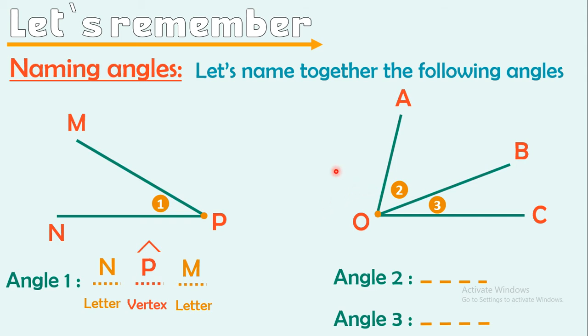Let's do angle 2 and angle 3. Let's start with angle 2. As we said before, we must determine the vertex, which is O. So O must be in the middle, and we start with A or B. So its name is AOB, and that's it. In the same way, we name angle number 3: COB or BOC, the same.